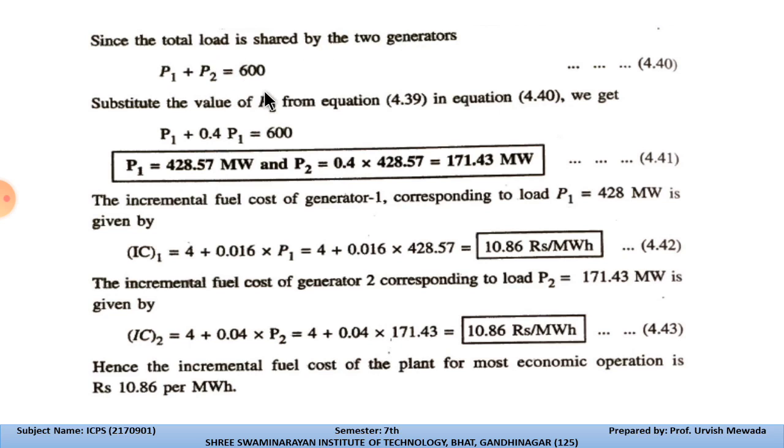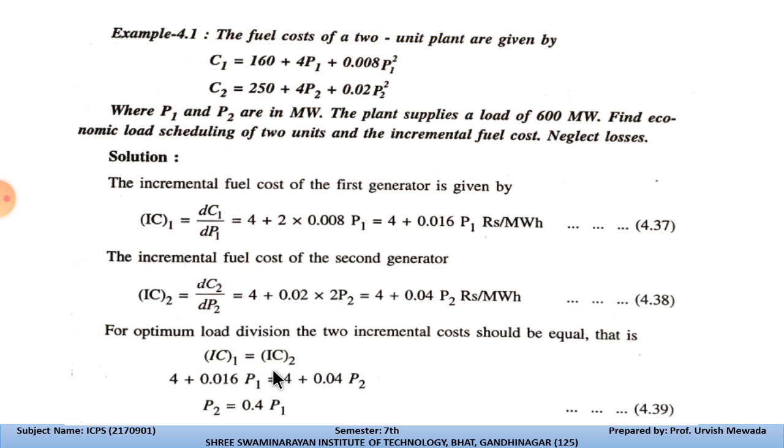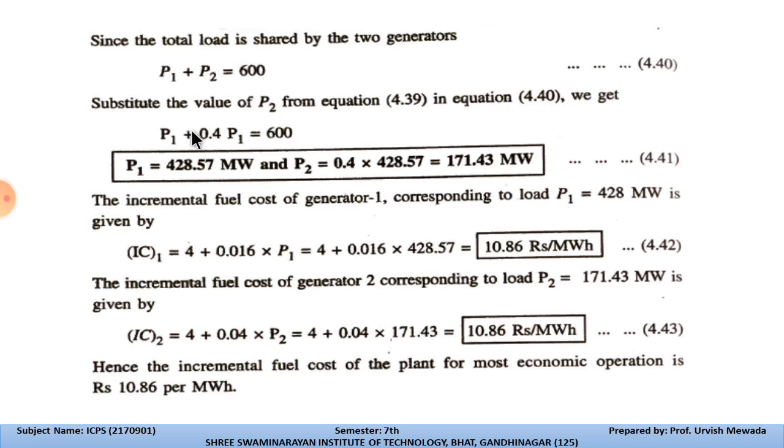So P1 plus P2 is equal to 600, and we are substituting the value of P2 from equation 4.39 in equation 4.40. So 4.39 is here, so P2 is equal to this. We are putting this value over here. So 0.04 P1 is equal to 600. So P1 will be 428.57 megawatt, and by putting this value in this equation we'll get P2 is equal to 0.4 into 428.57, that will be 171.43 megawatt.